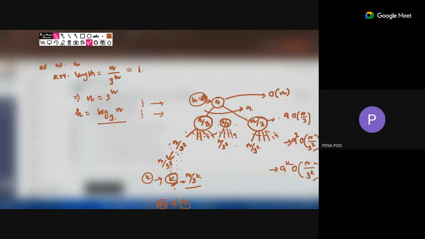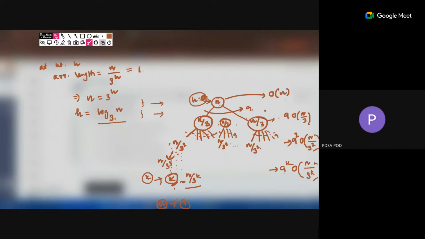Got this? So basically you are transferring 3 to that side. So to get the h, we need to add log to that.